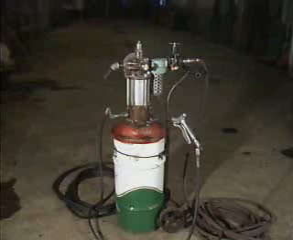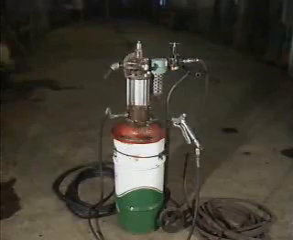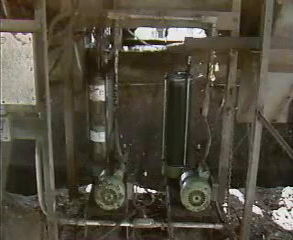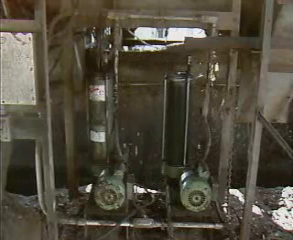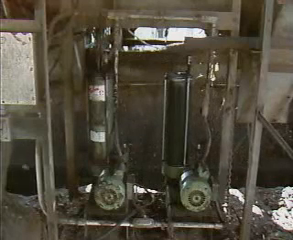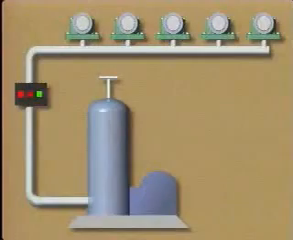Power-operated lubrication equipment can be portable, like this pneumatic or air-powered grease gun. Or it can be permanent, like this centralized lubrication system that's designed to lubricate the bearings on several machines automatically.